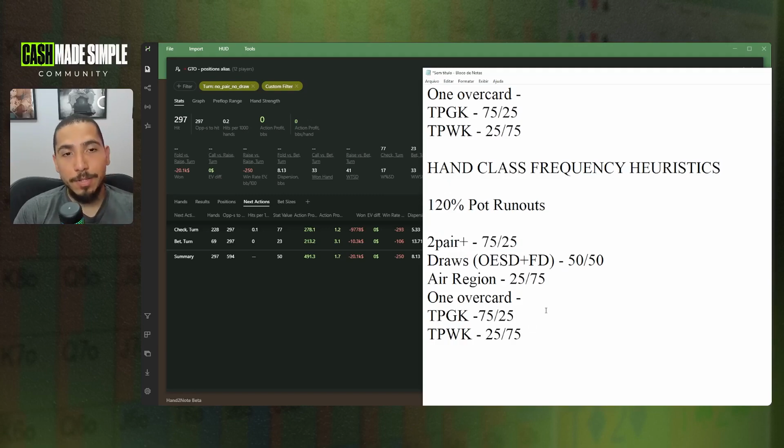In the next video, we're going to talk about hand class and bet sizing heuristics for when we size up the flop. See you there.